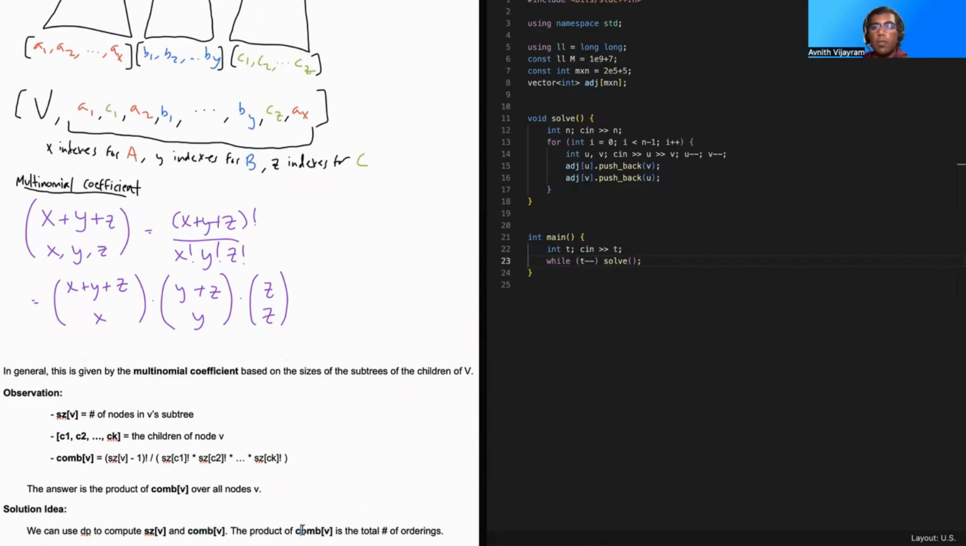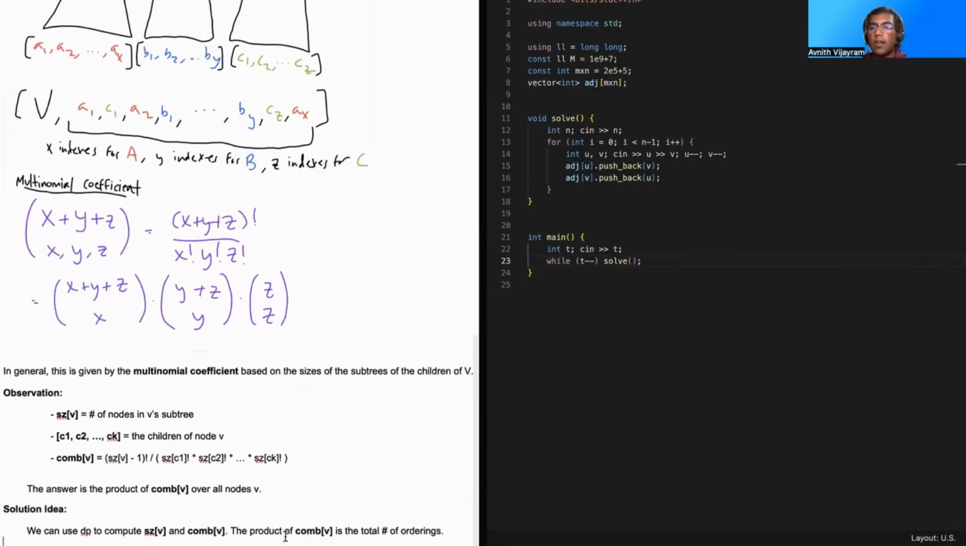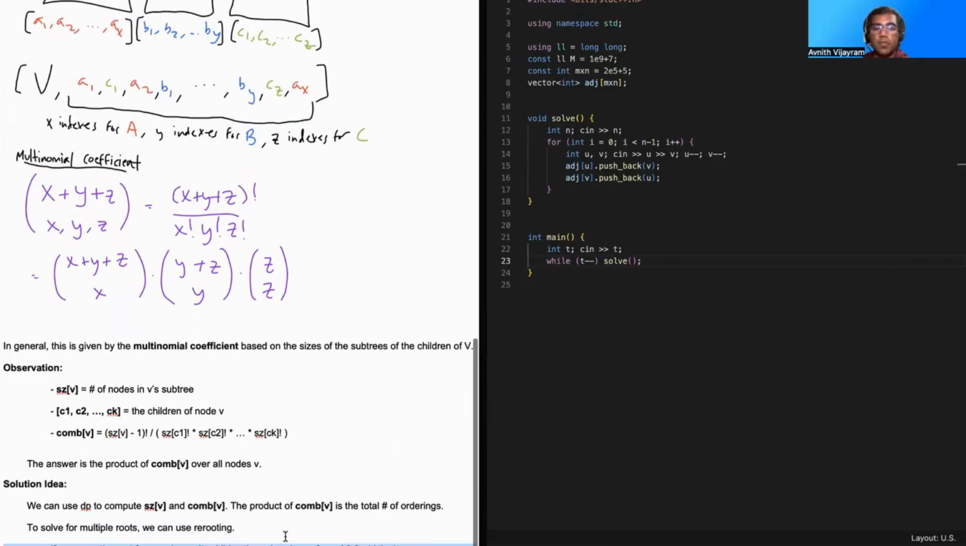However, this is too slow right now because remember, we assumed that the root of the tree was already fixed. So if we do this for each node, it will be n squared. And so the final trick to speed this up is to use a rerouting technique, which is a technique where we can solve for all roots by doing another DP on our tree.